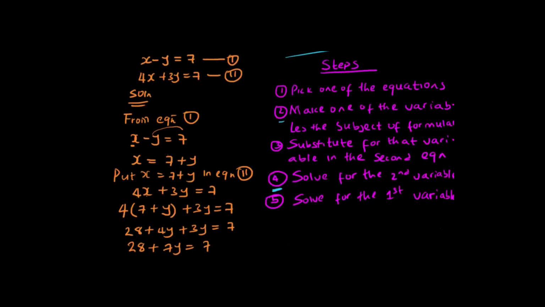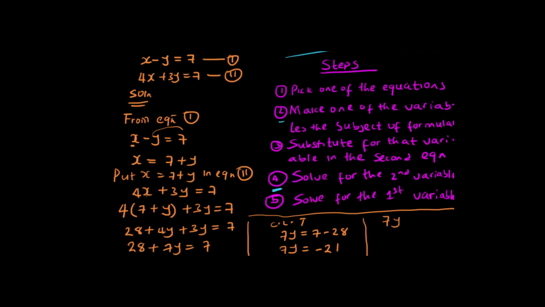Now I collect like terms. So let me do that here. Collect like terms. So 28 goes to meet 7 because both of them are numbers. So I'm left with 7y equals to 7 minus 28. 7y equals to 7 minus 28 will give me minus 21. So what do I do to find y? I have to divide both sides by 7.